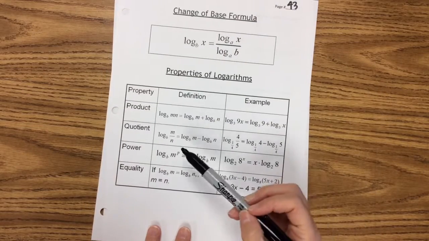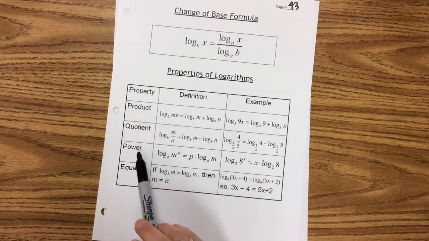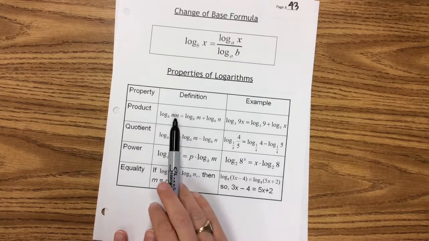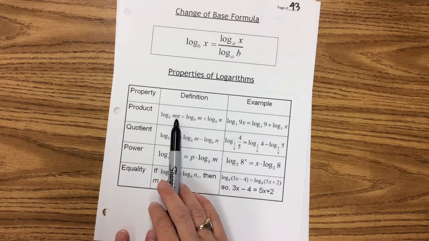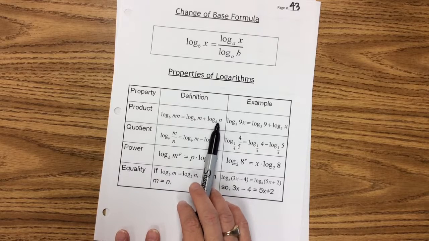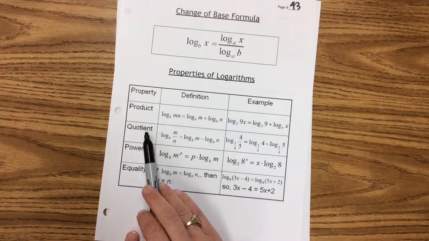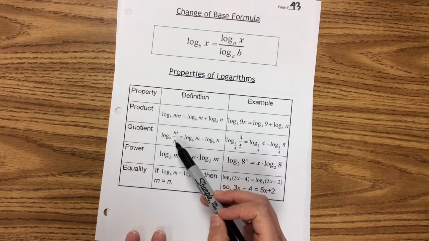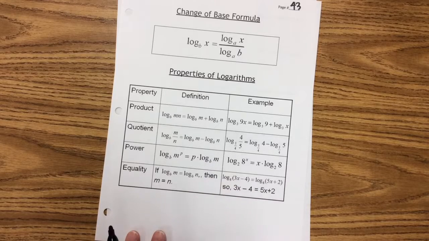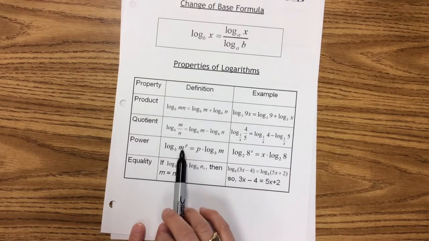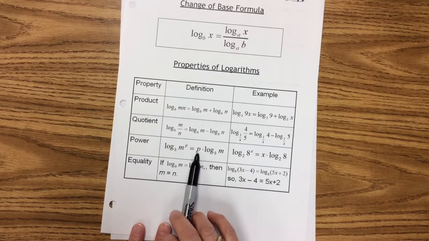The 4 properties of logarithms that you need to know are here: product, quotient, power, and equality. Product says if you have the log of a product, m times n, you can break it up into two separate logs separated by a plus. Quotient says if you have the log of a quotient, m divided by n, that you could break it up and separate the logs with a minus. The power property says if you have an exponent, it can be written as a coefficient.